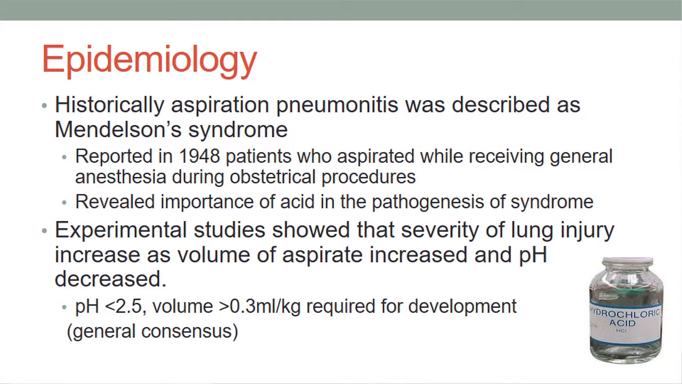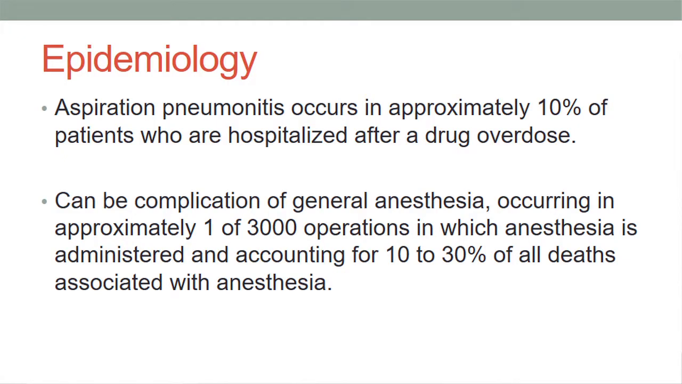And there have been several experimental studies that showed that the severity of the lung injury increases as the volume of the aspirate is increased and as the pH is decreased. So the general consensus is that a pH less than 2.5 and a volume greater than 0.3 cc's per kg are usually required for that to develop. And it's also important to point out that not everything that we aspirate is mainly gastric acid. Sometimes there's particulate food matter from the stomach, and that can also cause pulmonary damage, even if the pH is above 2.5.